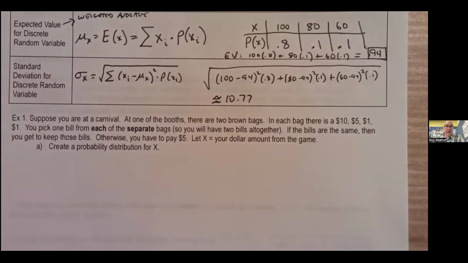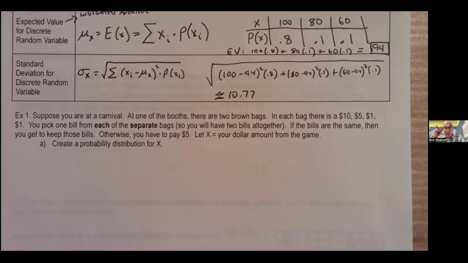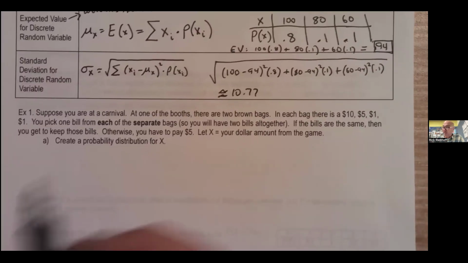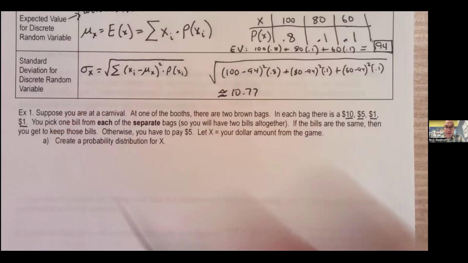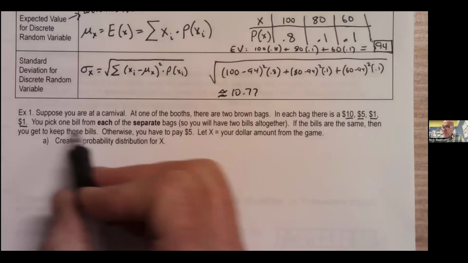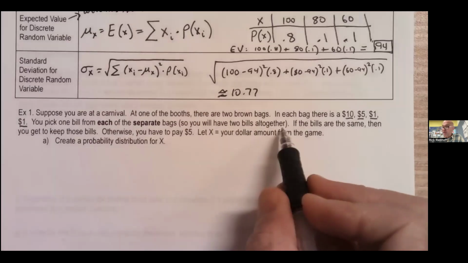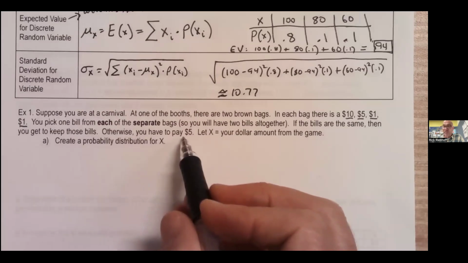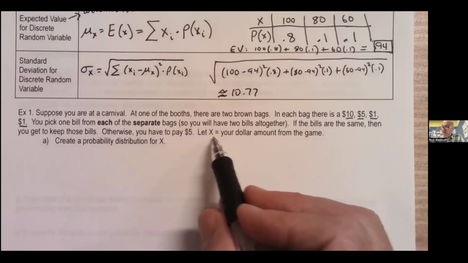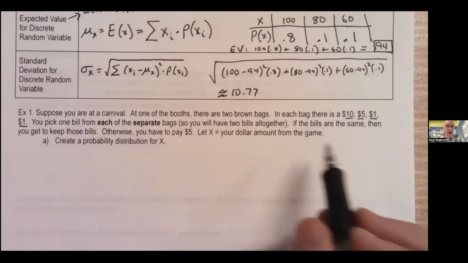All right, here we go. Suppose you're at a carnival. One of the booths has two brown bags. In each bag, there's a $10 bill, a $5 bill, a $1 bill, and another $1 bill. You pick one bill from each of the separate bags, so you have two bills altogether. If the bills are the same, then you get to keep them. Otherwise, you have to pay $5. Okay, so let X be your dollar amount from the game.